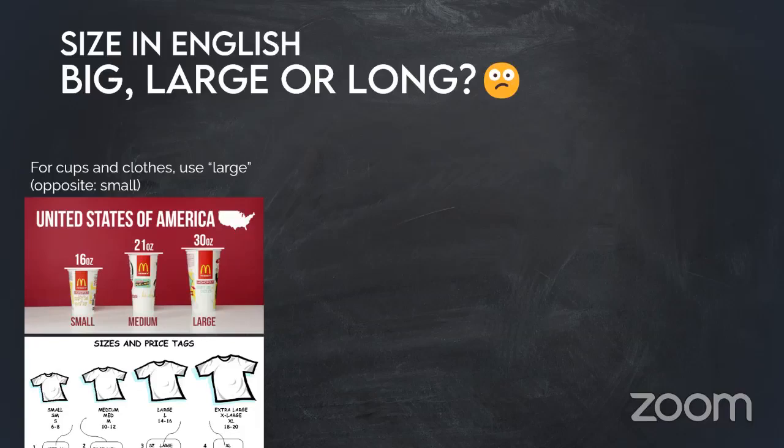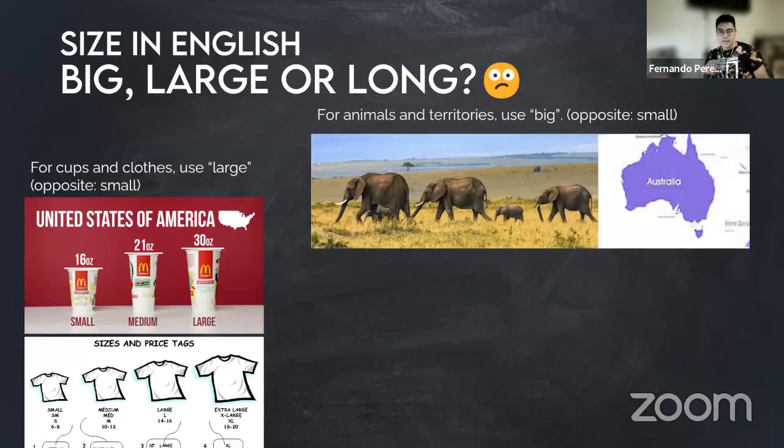Yes, teacher. Okay, well, contrary to large, we have big. Big is the contrary to small. So you can use it for animals like elephants are big, giraffes are big. Giraffes are not large, they are big. And territories, Australia is a very big country. The United States is a very big country. So when you are talking about territory, big.